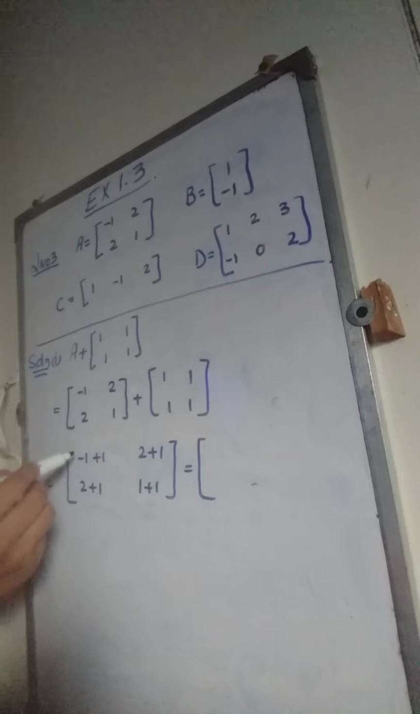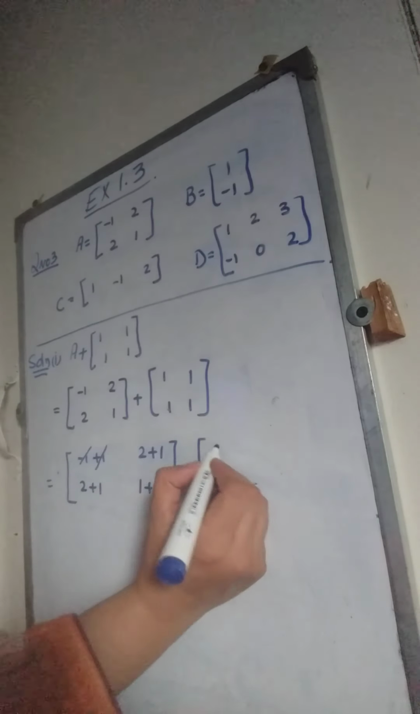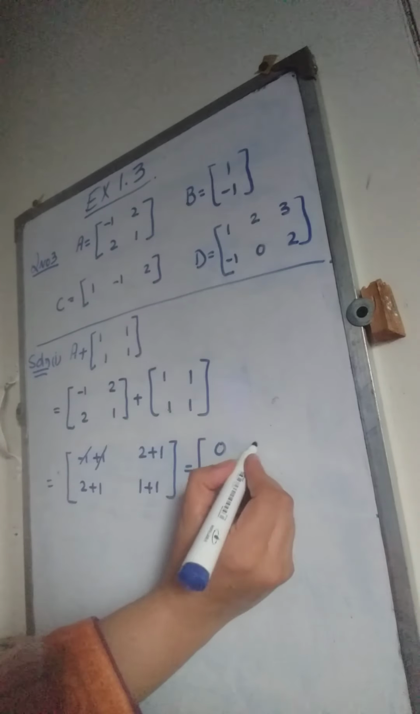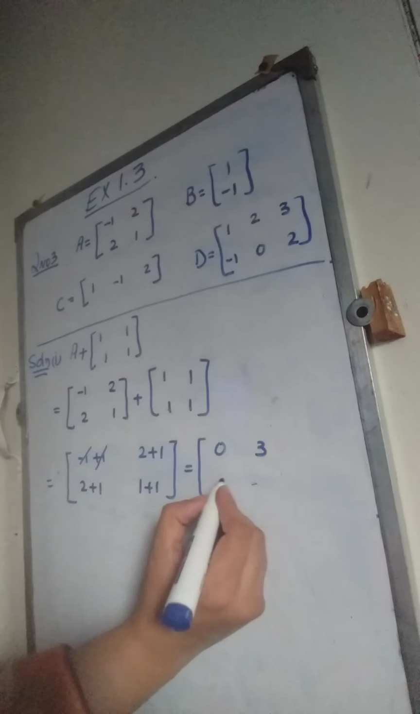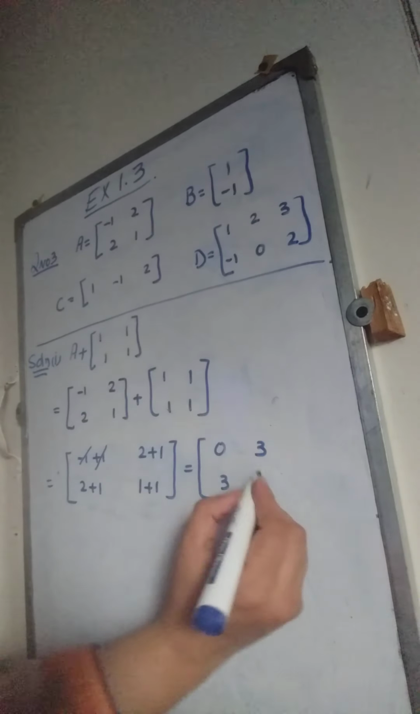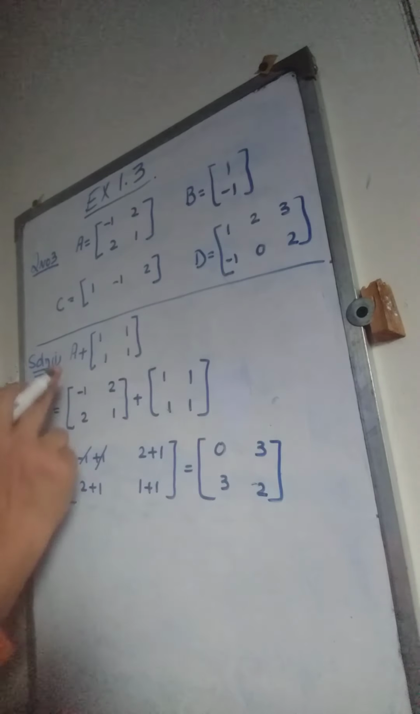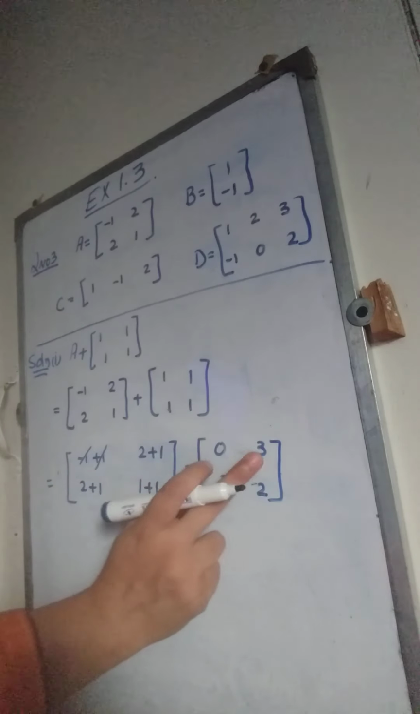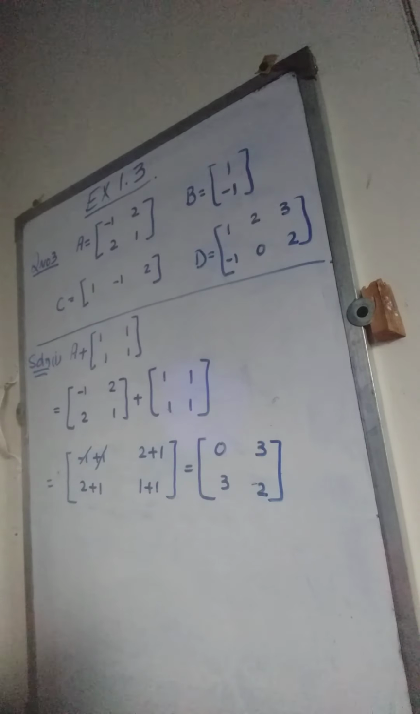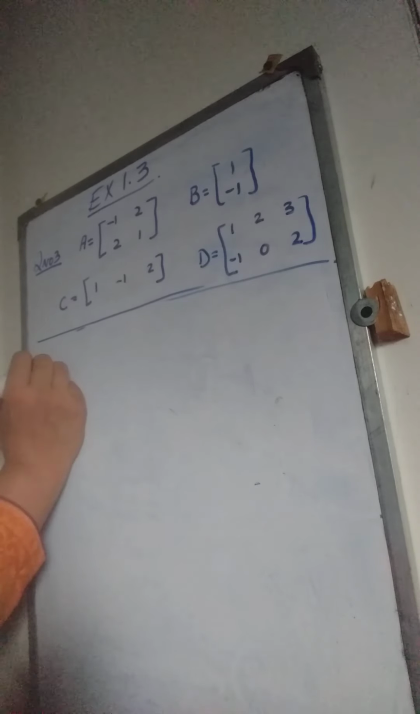-1 plus 1 will be equal to 0, 2 plus 1 is 3, 2 plus 1 is 3, and 1 plus 1 will be 2. So the answer of A plus this matrix is 0, 3, 3 and 2. Now let's do some other parts also. Now let's do the third part of this question.